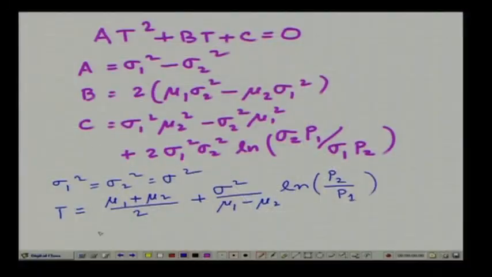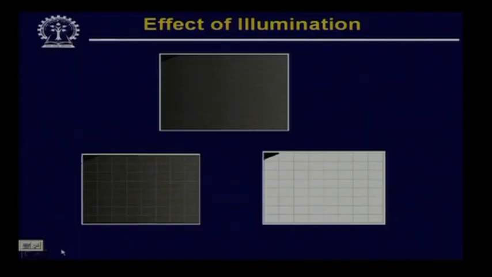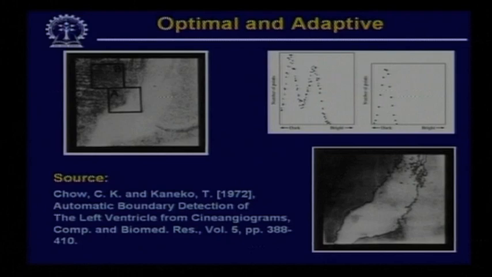Now, let us see an example of why this optimal thresholding can give us good results. Let us take a very complicated case like this. This is a cardiogram angiography, in which the purpose is to detect the ventricle boundaries. You find that the image given here is very complex, and though we can somehow figure out that there is a boundary somewhere here, it is not very clear.